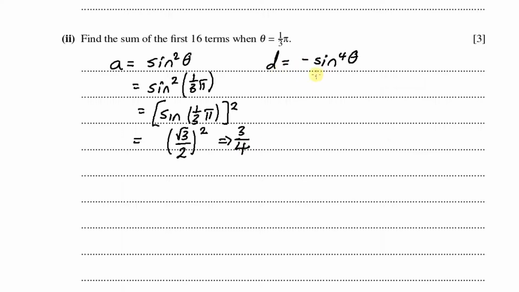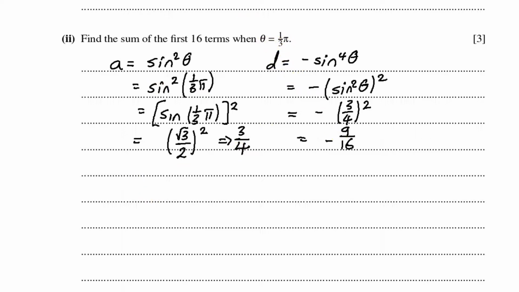And for D, the common difference, we can see that D here is minus sine to the 4 of theta, which is the same as minus of sine squared theta, squared. It's just the same. You see how we obtained for A, sine squared theta to be 3/4. So I can say that's like minus of 3/4 squared, which gives us minus of 3 squared, that's 9, and 4 squared, that's 16. So we now know what A is and what D is when theta is equal to a third pi.